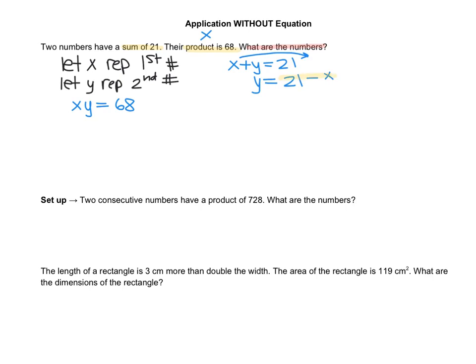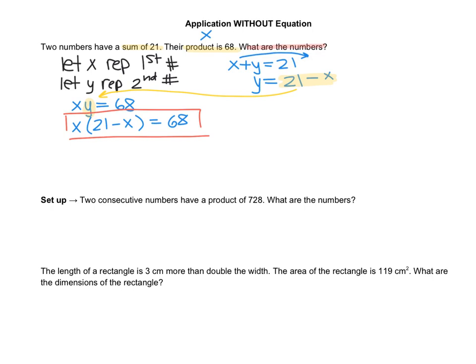I know that y is equivalent to 21 minus x. So instead of writing y in my product equation, I'm just going to swap it out. So I'm going to write x, and then in brackets, instead of y, I'm going to write what it's equivalent to, which is 21 minus x. Now this is quadratic because the minute I distribute that x in, I'm going to get an x squared. So problem solved. So this right here is your quadratic equation, and my goal is to figure out my numbers, so I need to solve this equation and solve for x.